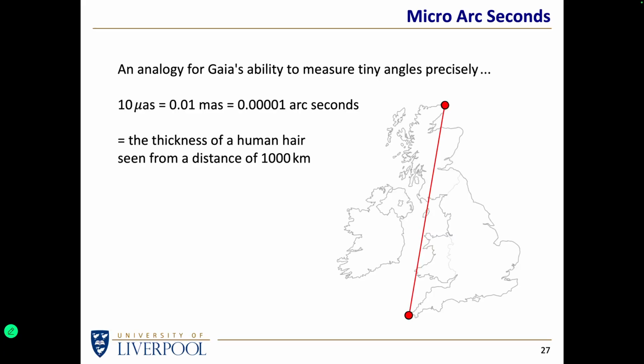kilometers. So imagine standing in Land's End and looking at a person standing at John O'Groats. We're talking about measuring the position of that person to an accuracy of the width of a human hair. That is the precision with which Gaia can measure the position of a star. And it's with that precision that Gaia is able to produce the data that it does.